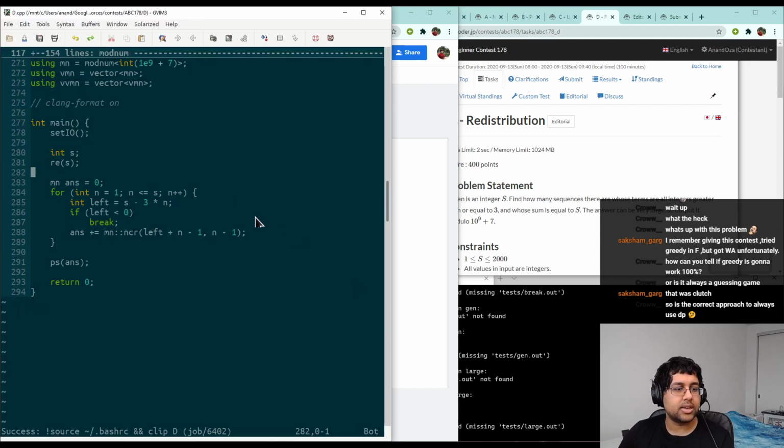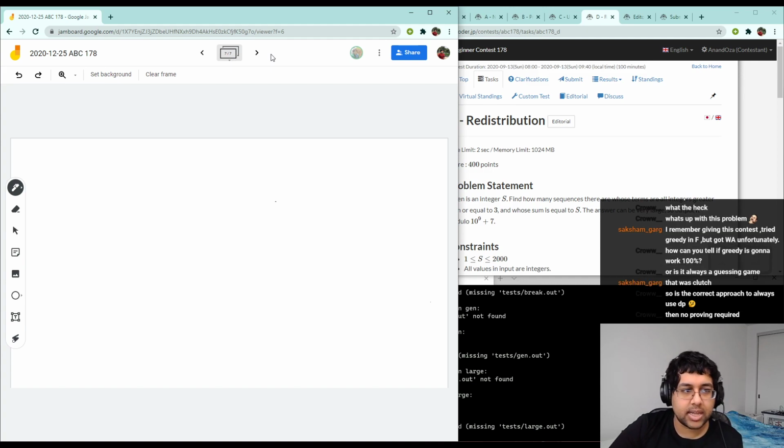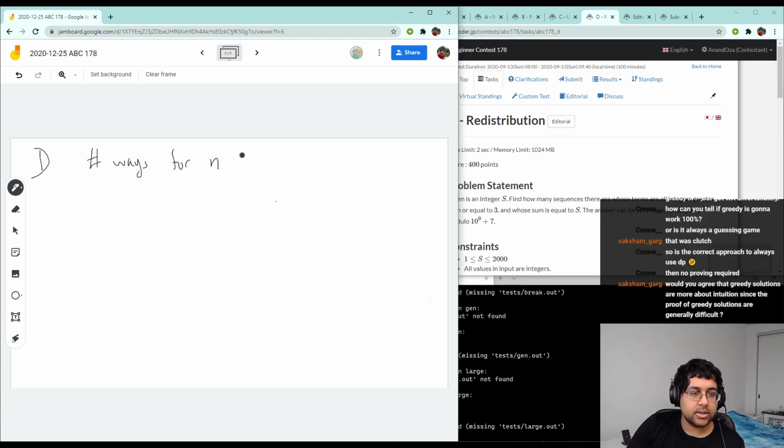But anyway, getting back to D, so they had a solution using dynamic programming, which is like, all right, you can do that. But I think there's actually a more intuitive solution for D, where, okay, first let's solve the simple problem of number of ways for n numbers to sum to s.